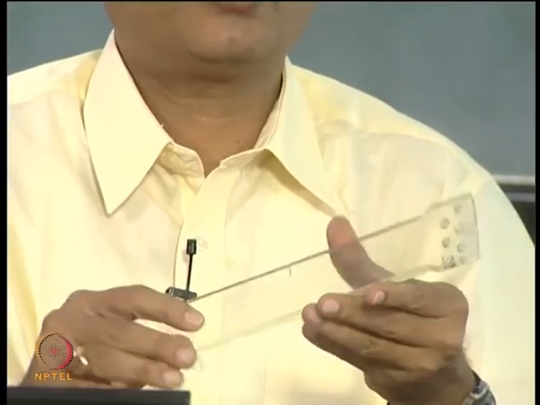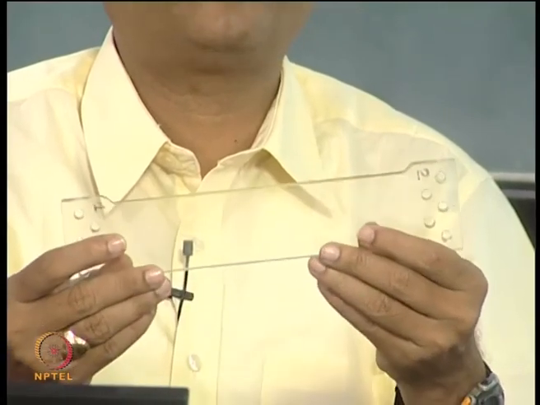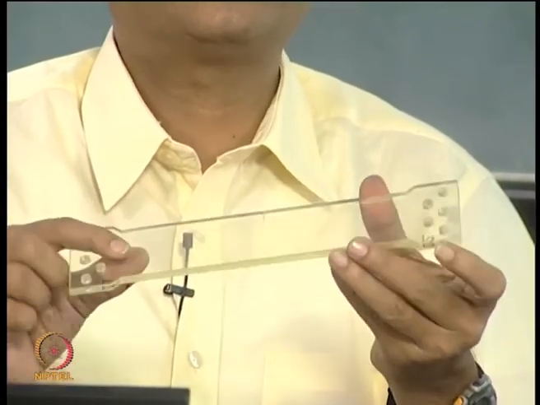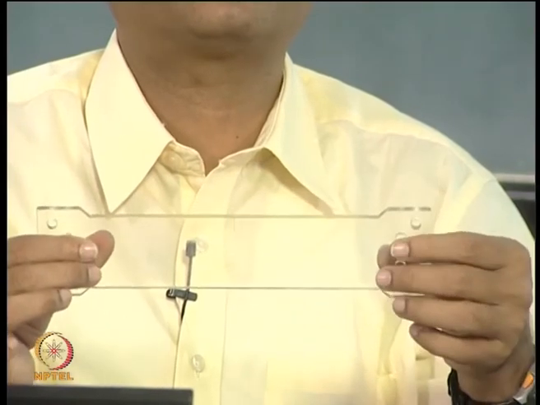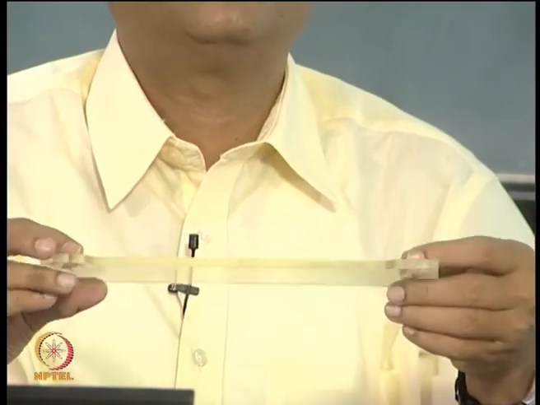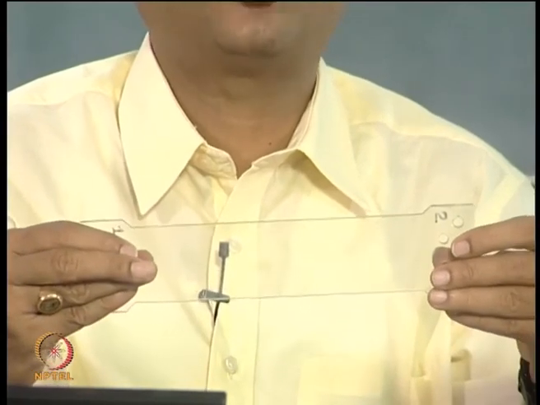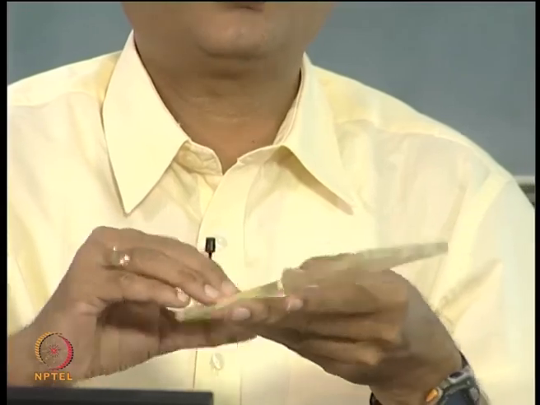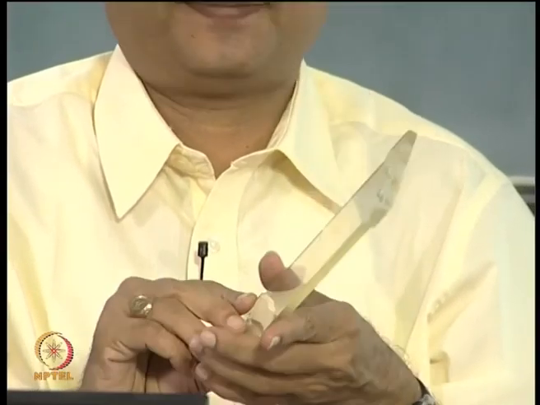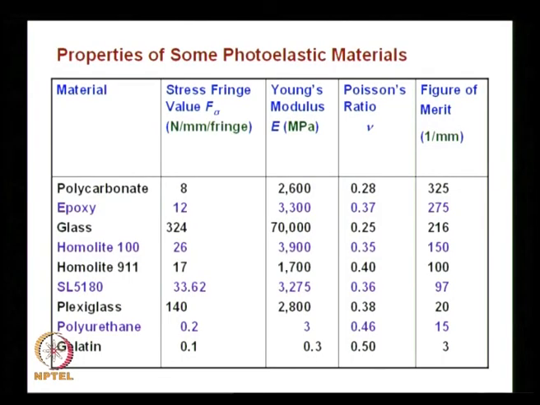You know, a long time back we had mentioned, when you want to find out isoclinics, it is desirable that you use a perspex model, because it has a very high material stress fringe value. So, you will see isoclinics a lot more clearly, because isochromatics would not develop for smaller loads, and the properties are summarized here. Some properties are listed.